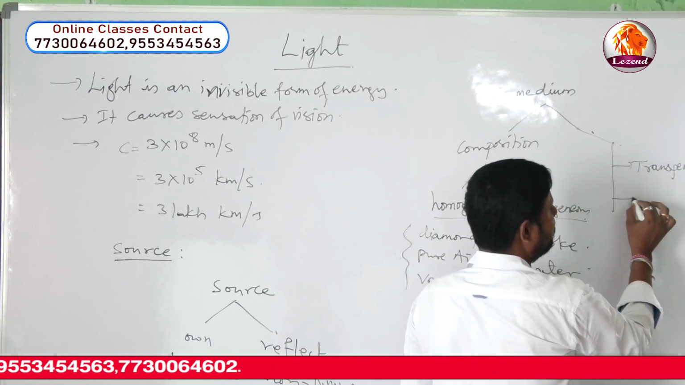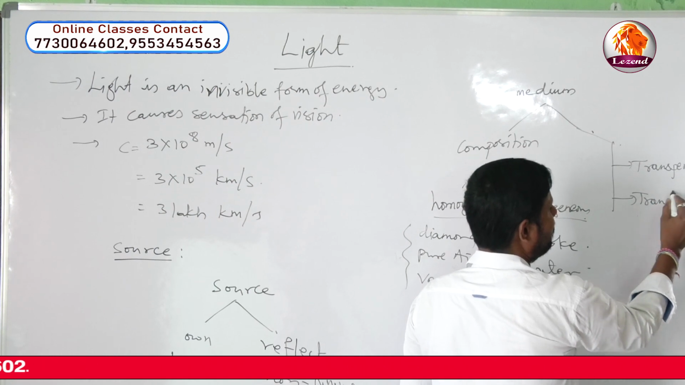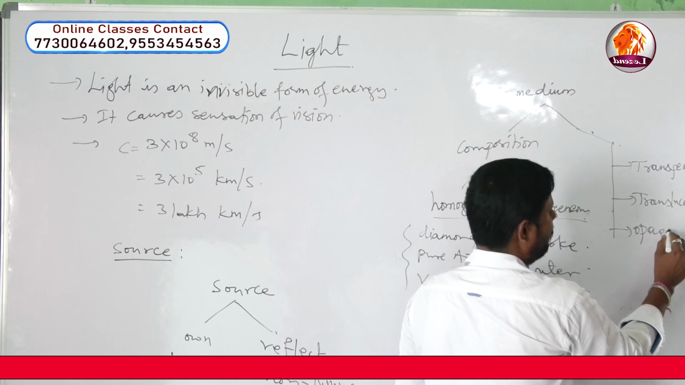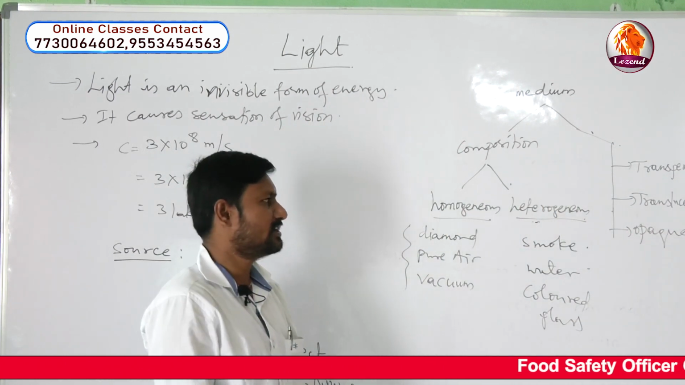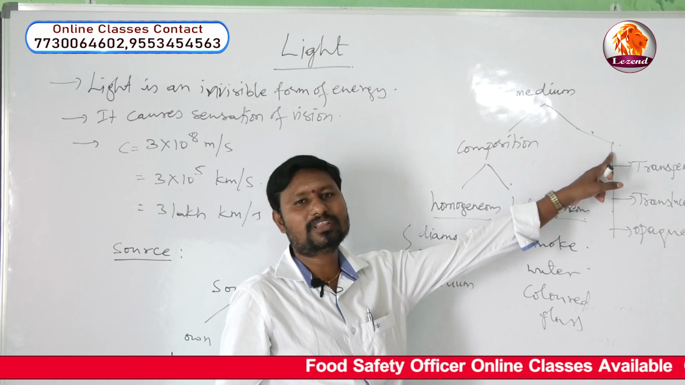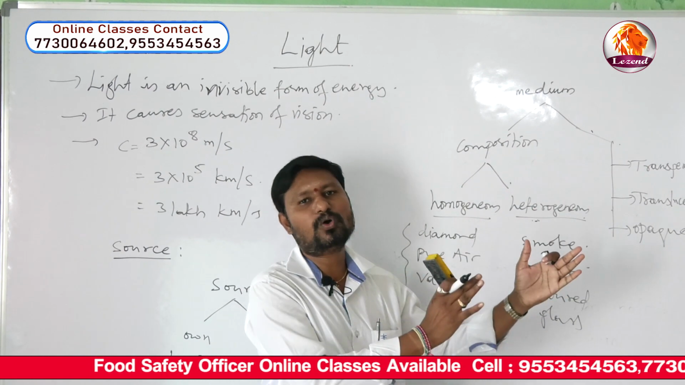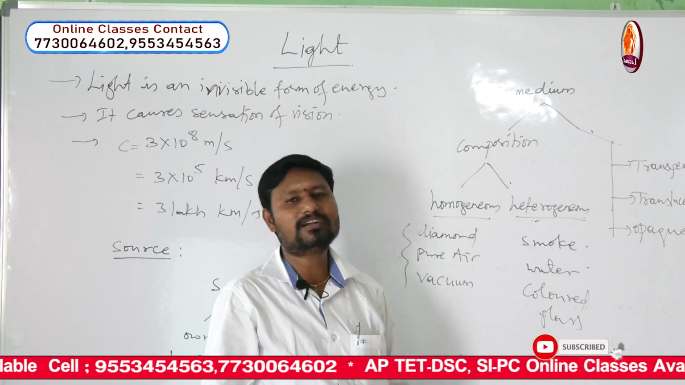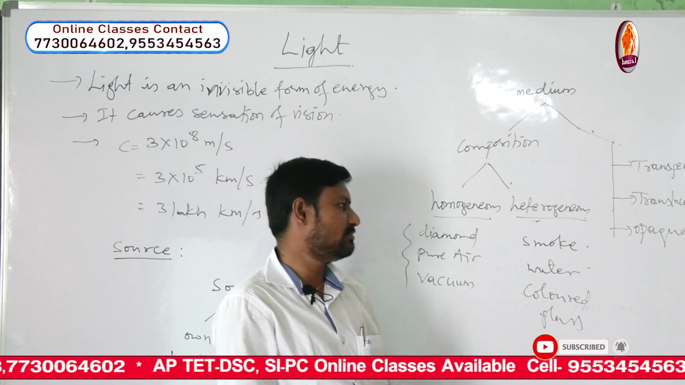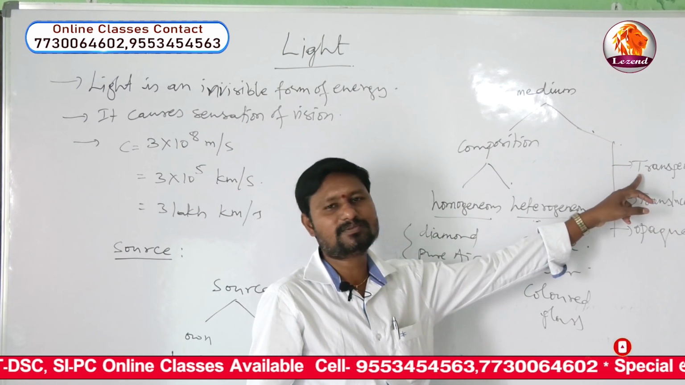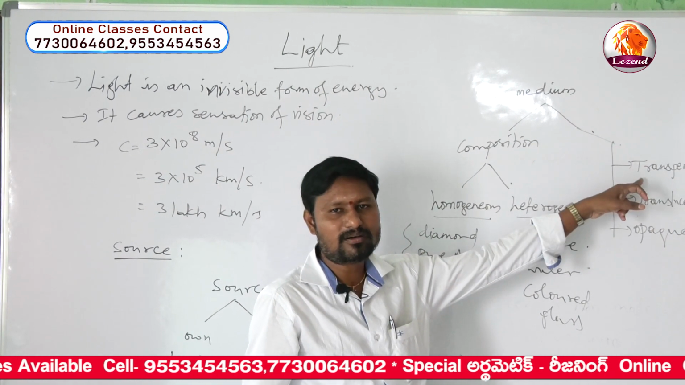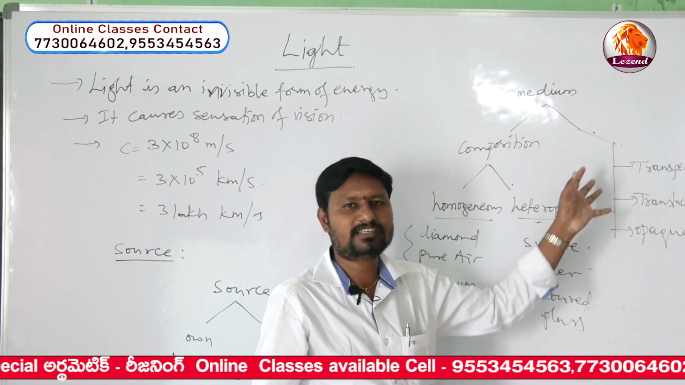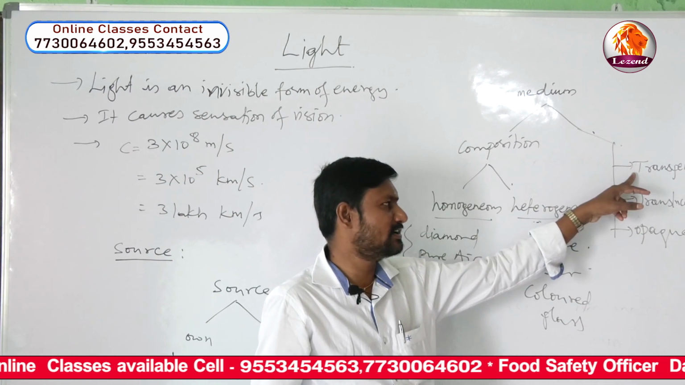transparent medium, translucent, opaque, which depends upon the amount of light that the medium allows to pass through it. Based on that, they are again classified into three types: transparent medium, translucent medium, and opaque medium. A transparent medium is a medium which allows the light to pass completely through it. Most of the light it can allow to pass through it is called a transparent medium.